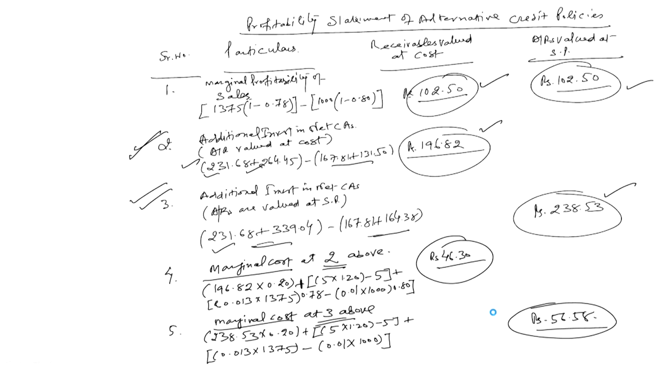So, now all three things are available with us. Now, you have to make the final decision, and how do you make it? Compare the marginal profitability with the marginal cost.